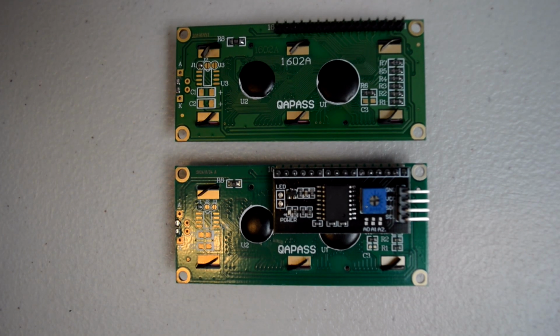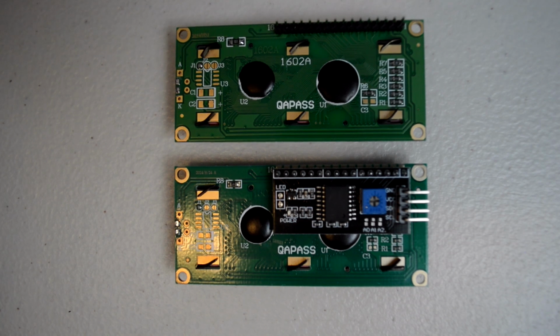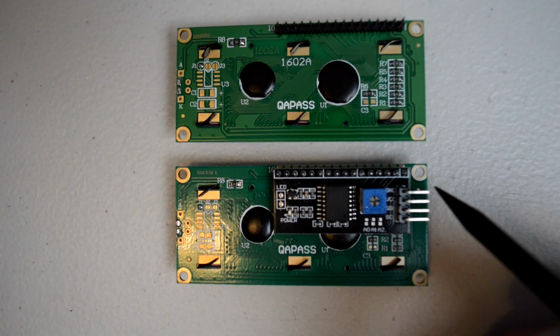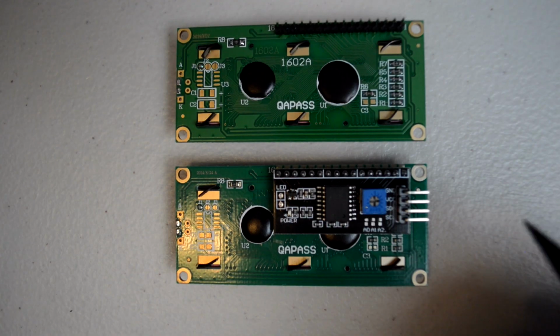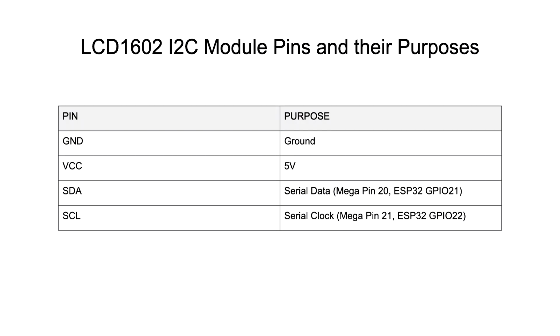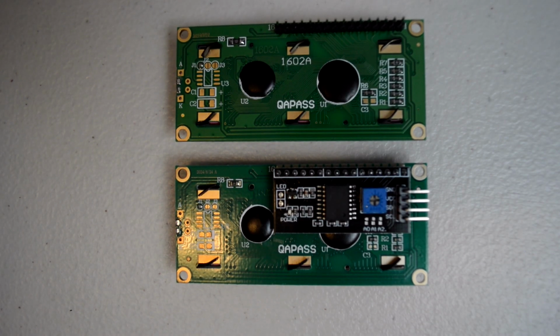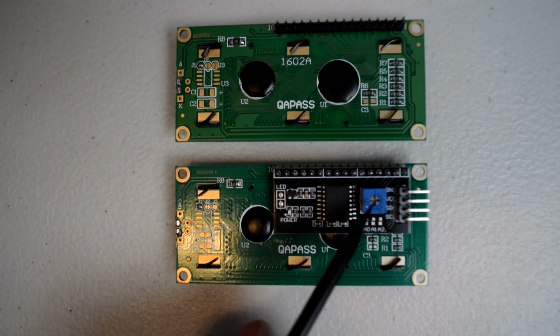Next, let's have a look at the 1602 I2C module pins. The I2C module has only 4 pins. We have ground, VCC, SDA, and SCL. VCC supplies 5 volts to the module. The SDA and SCL pins are the serial data and serial clock pins, which are used to handle communication. Also, here on the back of the LCD screen, we can see that the I2C adapter features an onboard potentiometer, which can be used to adjust the screen contrast using a screwdriver.